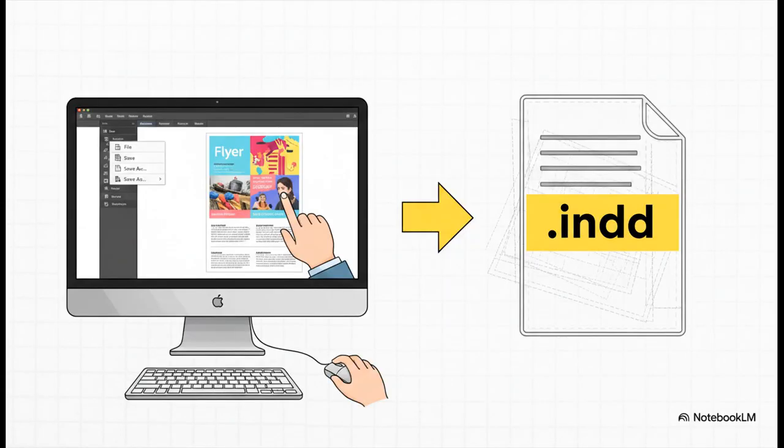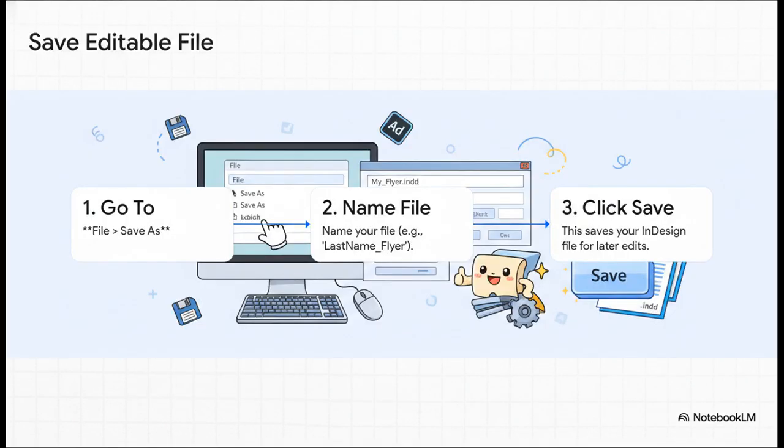Okay, it's time to save, and this is so important. There are two key files we need to create. First up is the editable project file. Think of this as your master copy, the one you'll come back to if you ever need to make changes. To do this, you're just going to go to File, then Save As. Give your file a clear name.